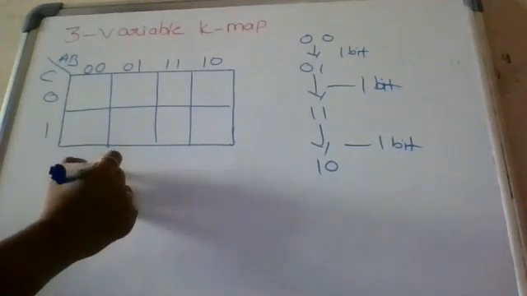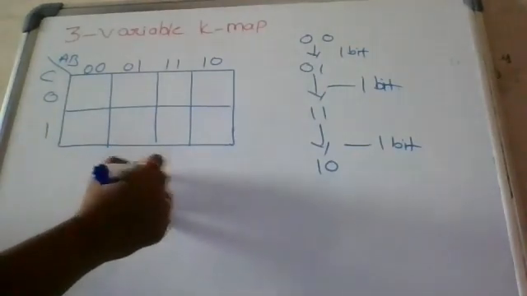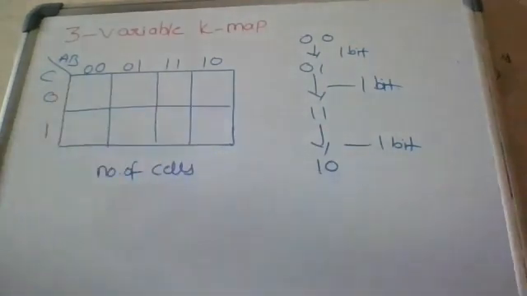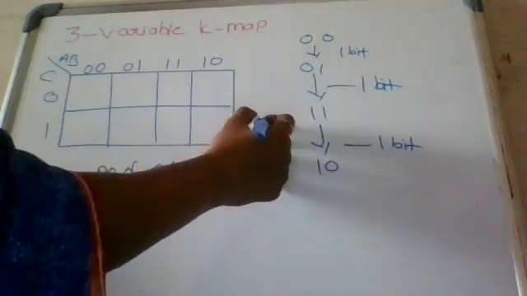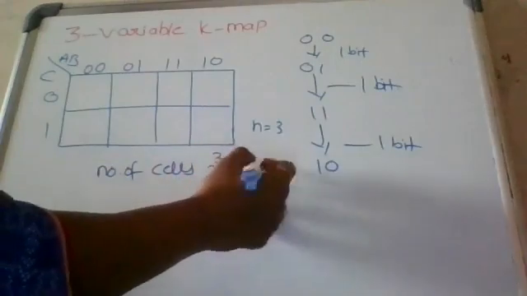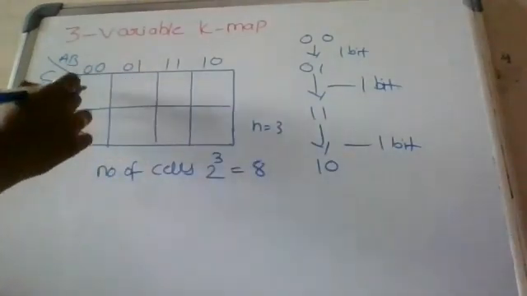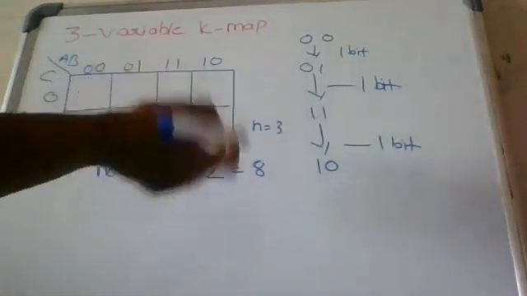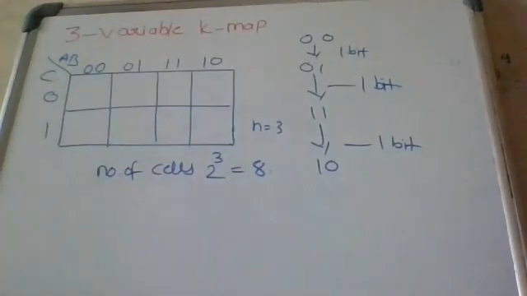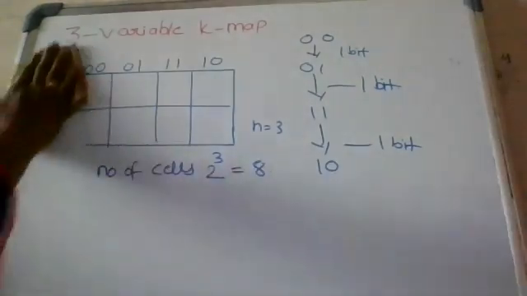The number of cells is 2 power n, where n equals 3. 2 power 3 means 8. We have 8 cells: 1, 2, 3, 4, 5, 6, 7, 8. So this is horizontal. Next, vertical K-map.